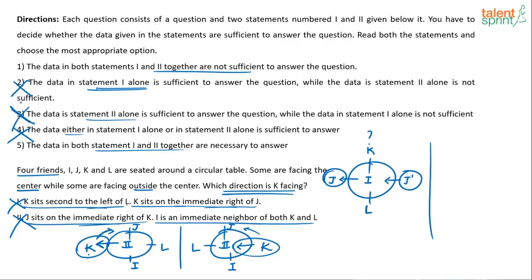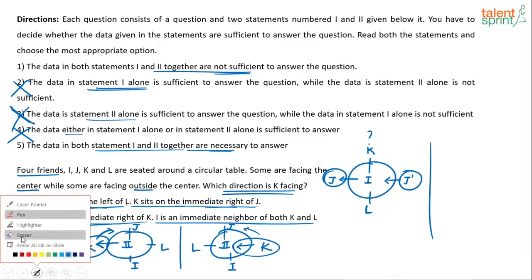Now there are only 2 possibilities. You have to go for a combination. Combine both 1 and 2 together, and see if both together are sufficient or not sufficient. Now combine. Even if you combine, what happens? What happens if you combine both the statements?